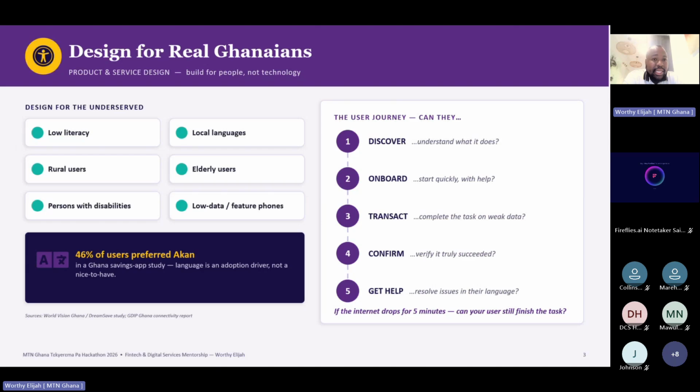Okay, no questions. Now let's trickle down to designing for Ghanaians. Sometimes, as I told you earlier, when you are building an ecosystem or any solution, or coming out with ideas, you normally focus on the ideal market, like the US market or the European market, because these economies are matured. They have the basics and the standards to be able to do certain things. But here in Africa, we don't have that. So when it comes to product and service design, build for people and don't build for technology.